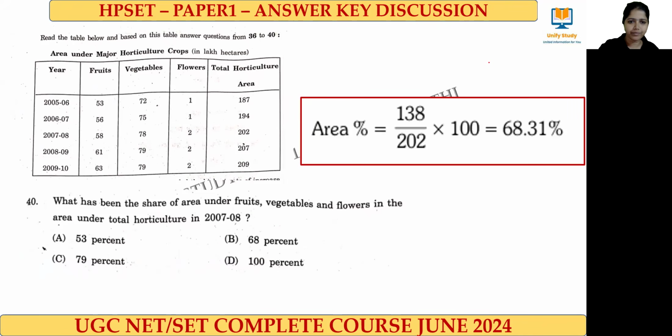Next one. What has been the share of area under fruits, vegetables, flowers in the area under the total horticulture in 2007 and 8? Simple formula. We have to calculate. We'll be getting around 68% as the right answer.